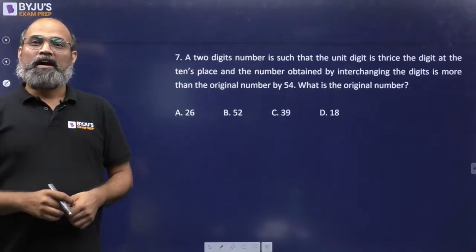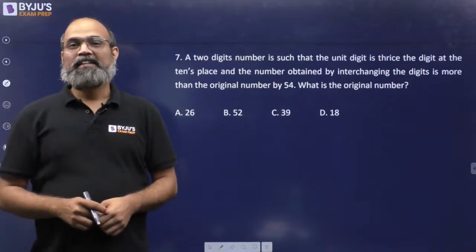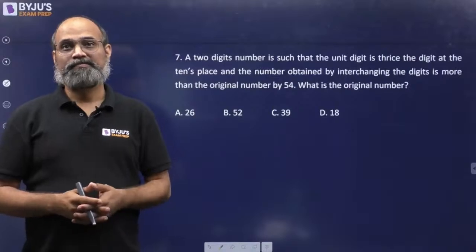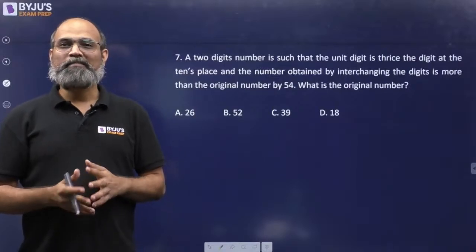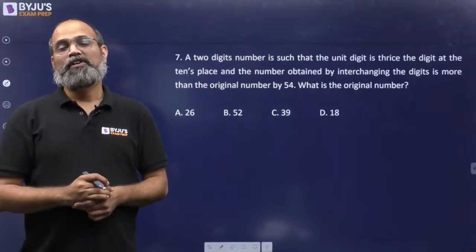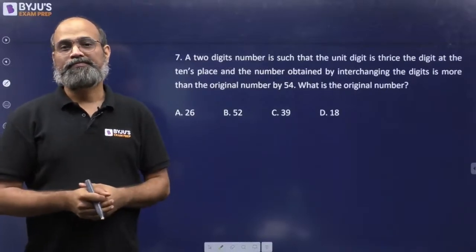Next, a 2-digit number is such that the unit digit is thrice the digit at its tens place. And the number obtained by interchanging the digits is more than the original number by 54. What is the original number? Right?